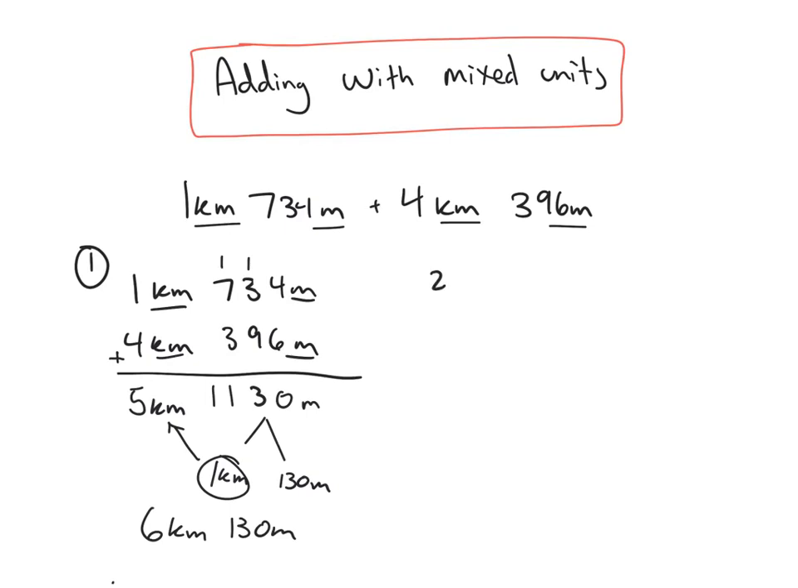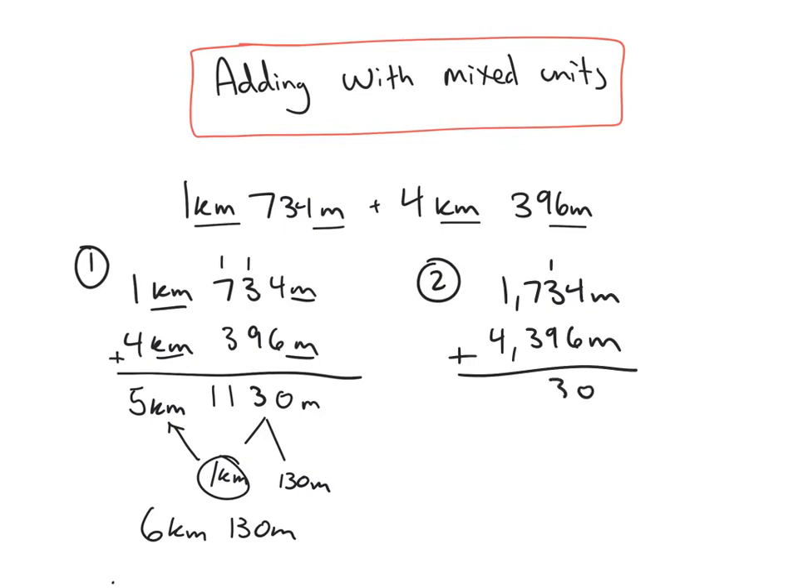The second method, I'm going to convert these measurements first into meters and then rewrite my answer as a mixed unit measurement. So 1 kilometer 734 meters is the same as 1,734 meters. And 4 kilometers 396 meters is the same as 4,396 meters. So I converted them first this time, and now I'm just going to add them like a typical standard algorithm problem.